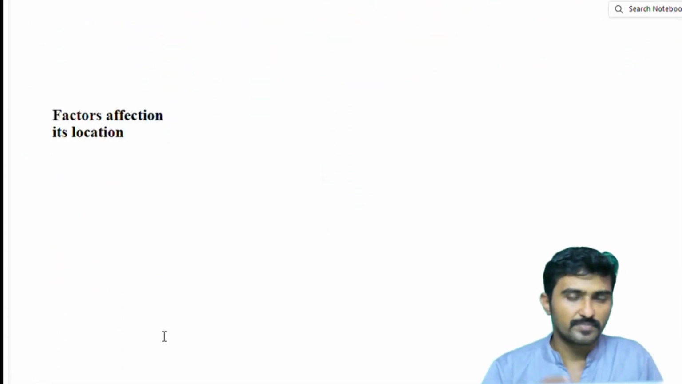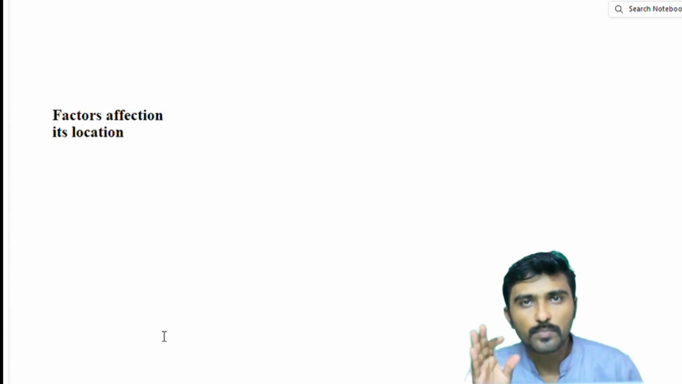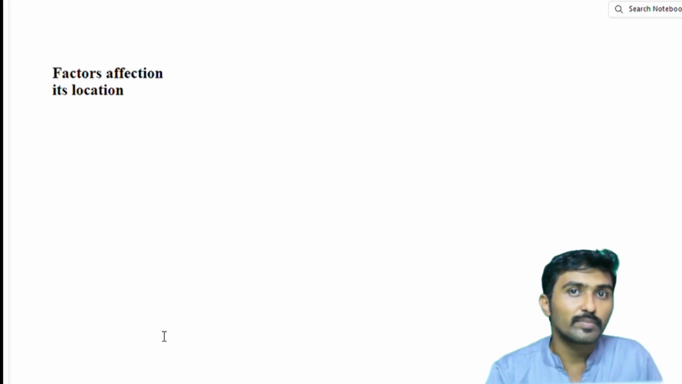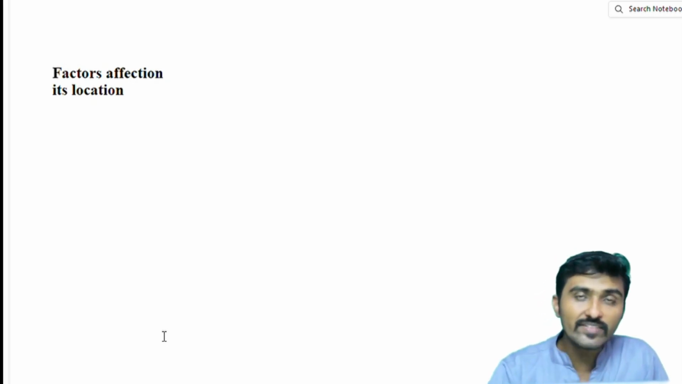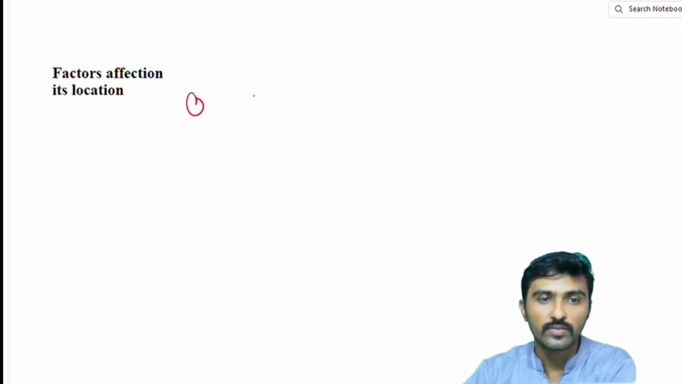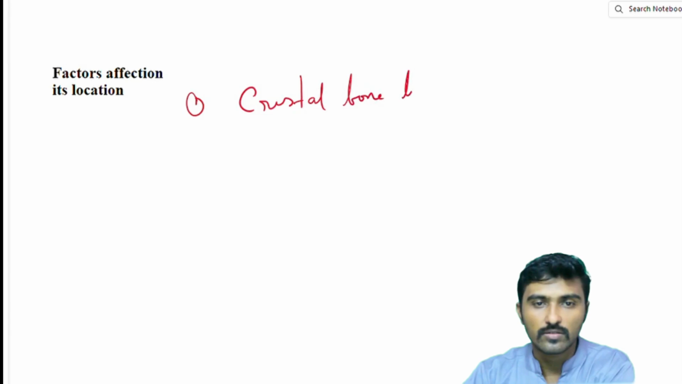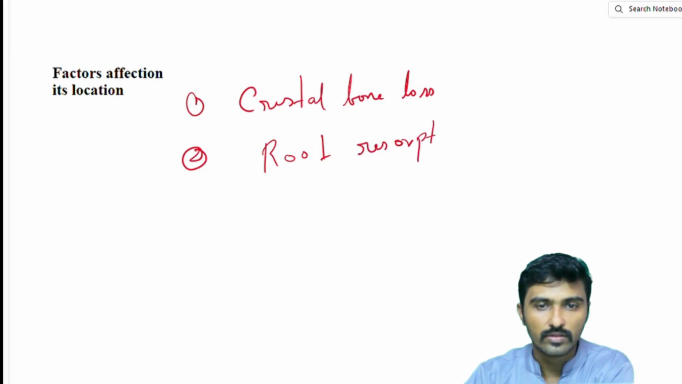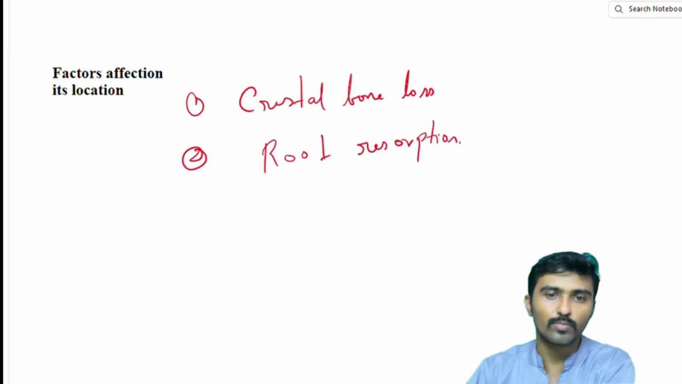Now, as we discussed, I have mentioned this particular point is actually constant. But there are some factors that might relatively change it. It is a relative change, not an absolute change. It might relatively change the position of center of resistance. And those factors could be, number one, crestal bone loss due to some periodontal condition. Number two, it could be because of root resorption. Let us see one by one.